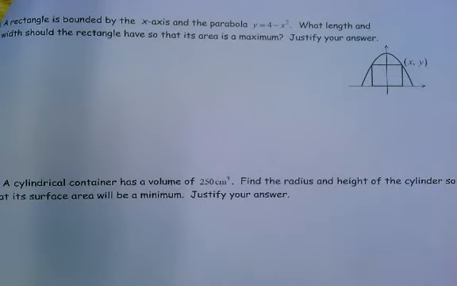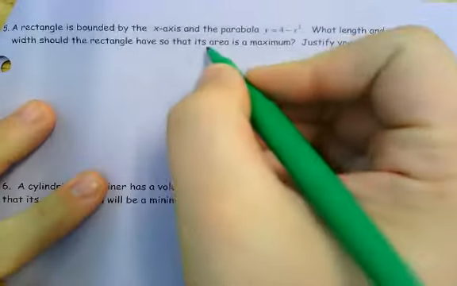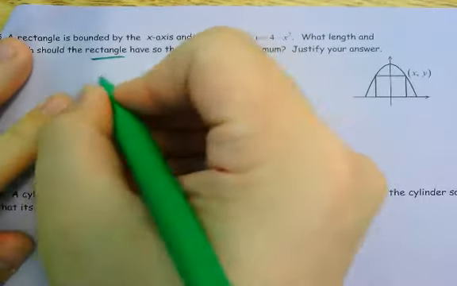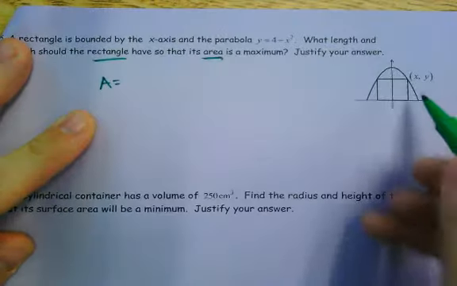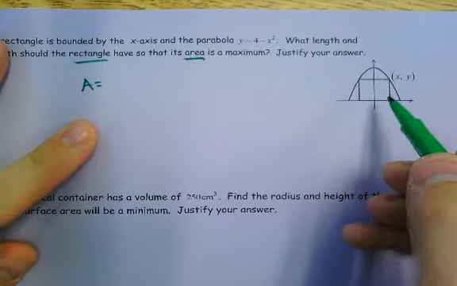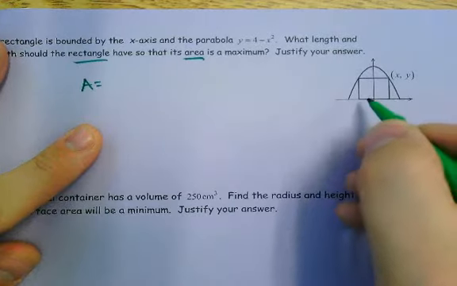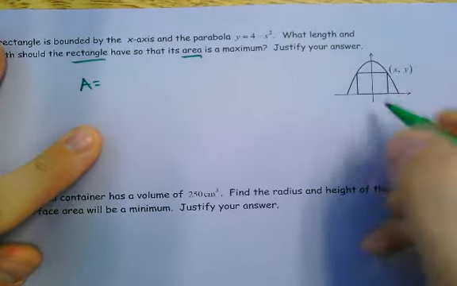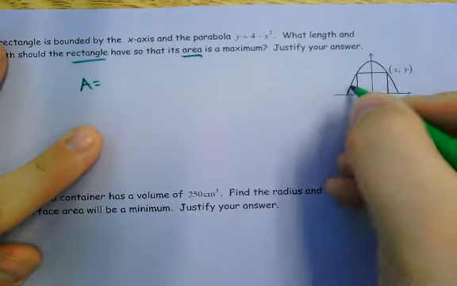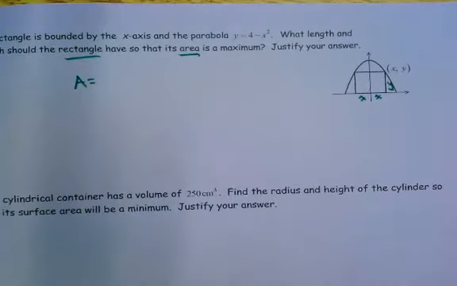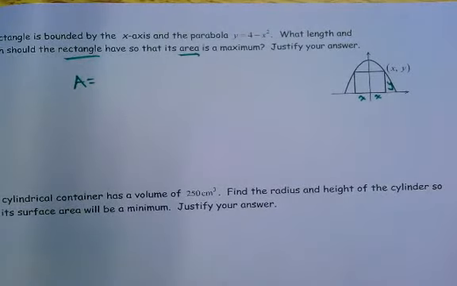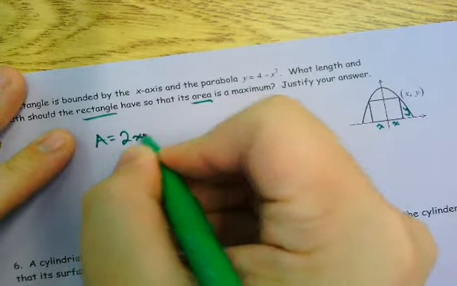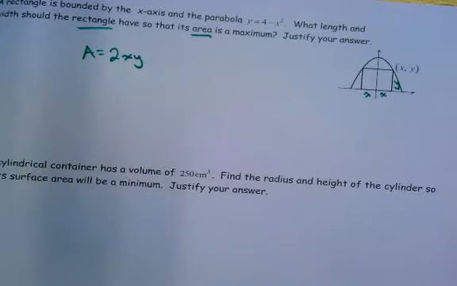Because what are you trying to maximize? Area of what? What's the area of a rectangle? In this case, let's be careful, look at this exact rectangle. This is x right here and that's y, so that's an x there, and a y there. So how many x's are there? So it's 2xy. That's the hard part.